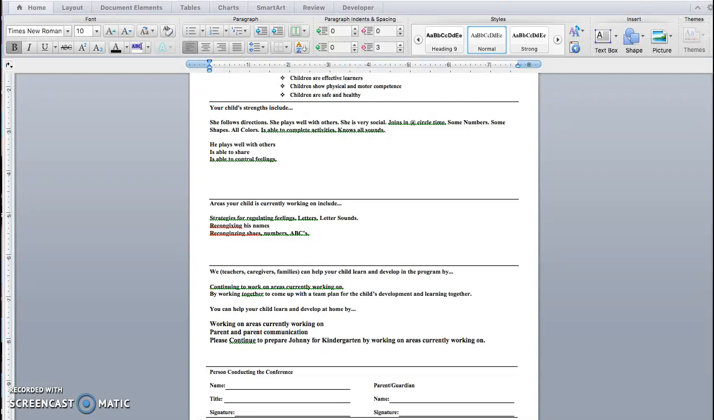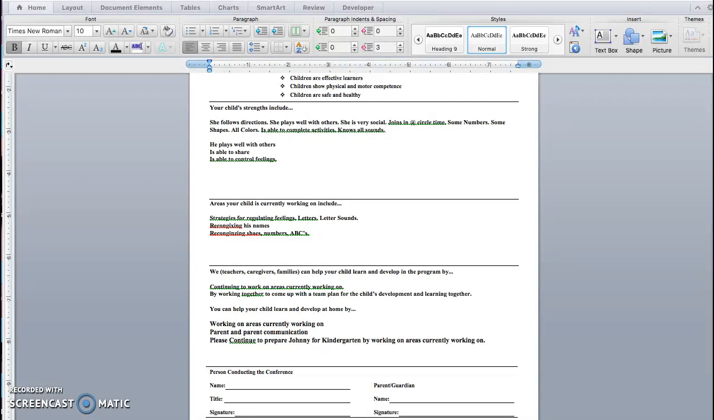Then you go to areas your child is currently working on, including strategies for regulating feelings, letter sounds, recognizing his name, and recognizing has been spelled wrong on purpose, because that was what I found on one of the documents. Recognizing shapes, numbers, and ABCs. ABCs need to be spelled out as the alphabet or letters. Don't use ABCs.